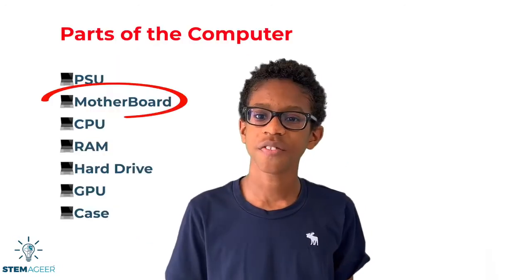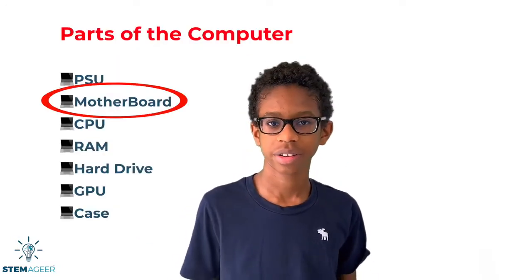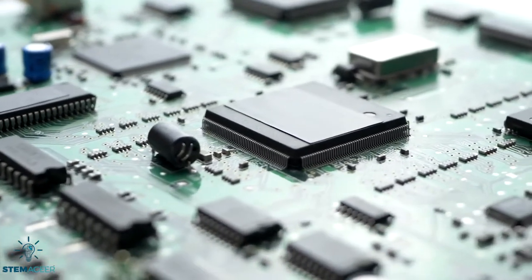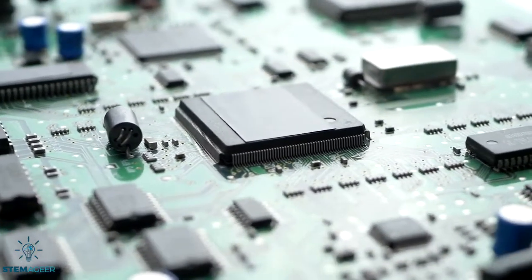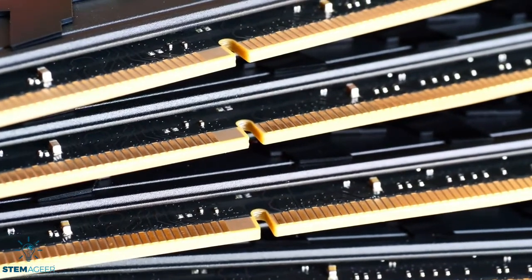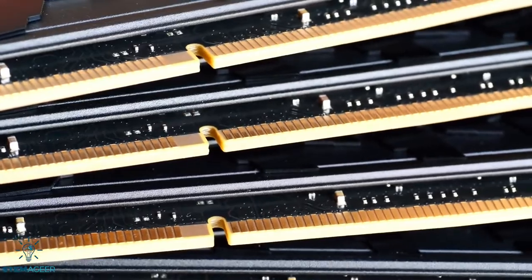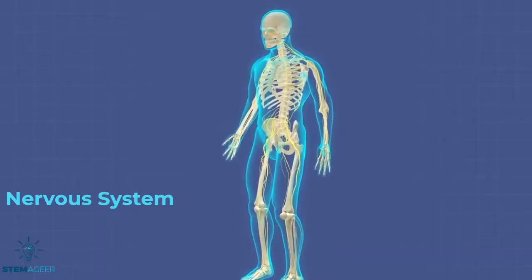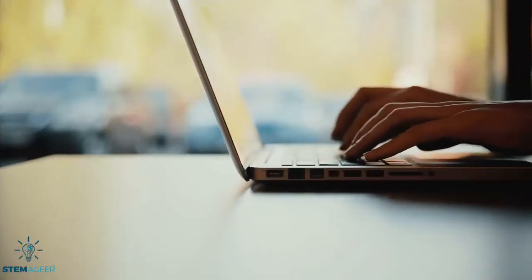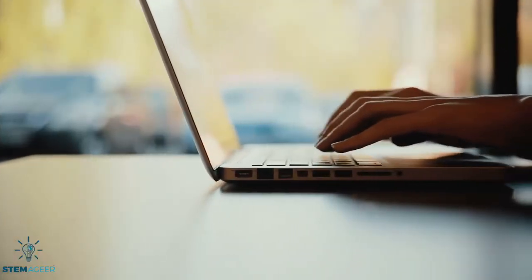The motherboard is a very important part of the computer. It is essentially a circuit board that allows any electronic components of a computer to communicate with each other, like the CPU and RAM, which we'll talk about in a moment. Just like our nervous system allows us to communicate signals throughout our body, the motherboard does the same for the computer, allowing information to be passed between the computer's internal components.